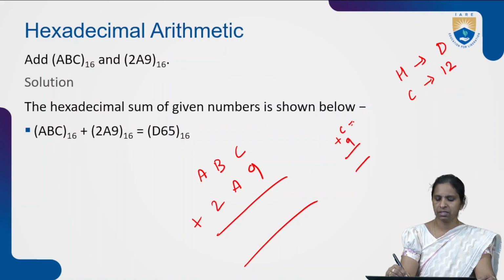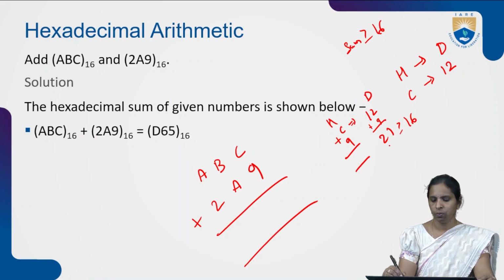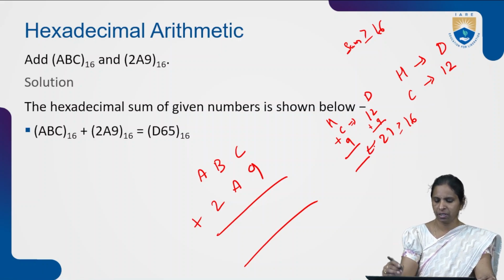C is 12, so 12 plus 9 is equal to 21. This is decimal. So 21 is greater than or equal to 16. If the sum is greater than or equal to 16, then you are going to get the carry. So definitely you are going to get the carry here. Next, what is 21 in the hexadecimal number system?